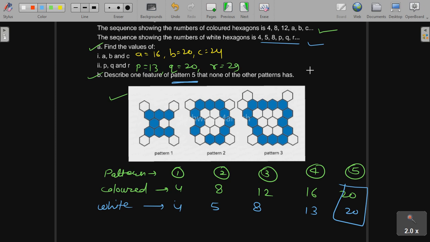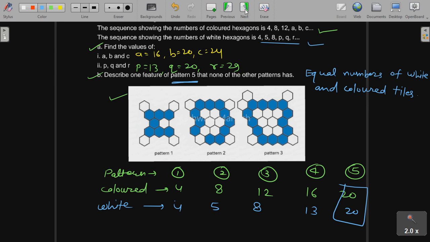Okay, so we can say that the one feature is equal numbers of white and colored tiles. This is the one feature we have observed.